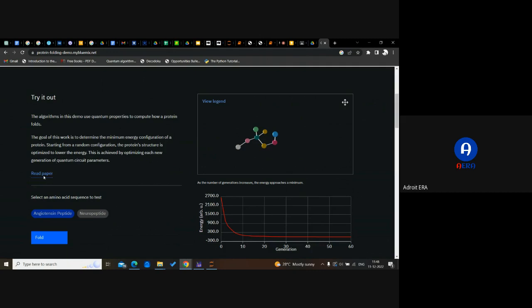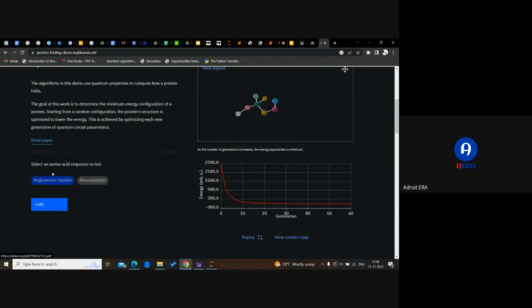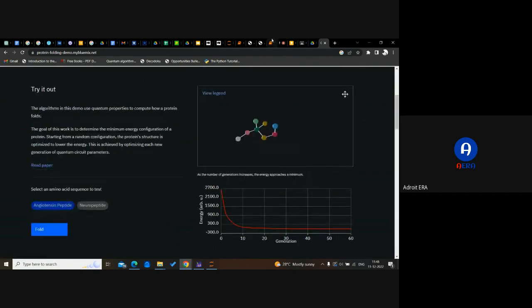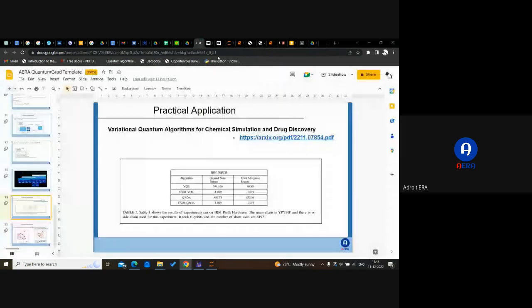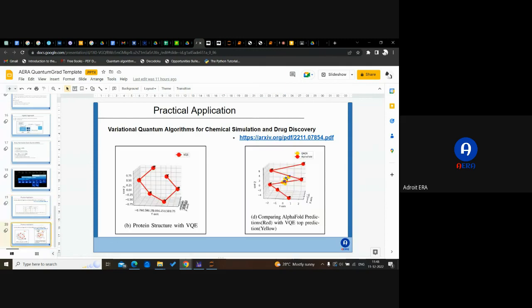If you are interested, you can also read the paper here. This paper is the main motivation for the variational quantum algorithm for chemical simulation and drug discovery. If you are interested, you can also go through this paper. Our team has worked very well, and we also compared our results with AlphaFold.